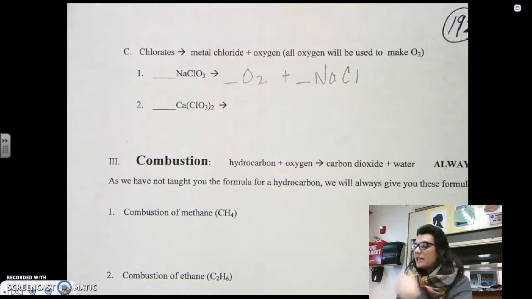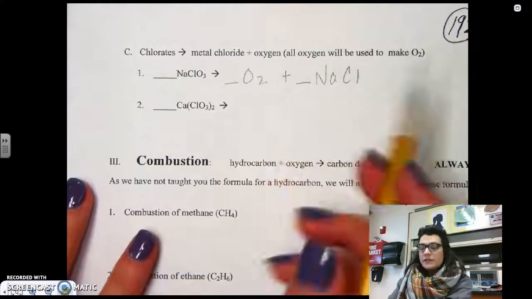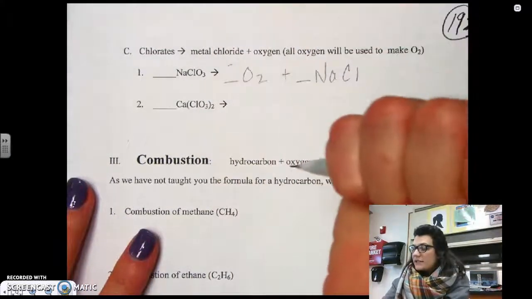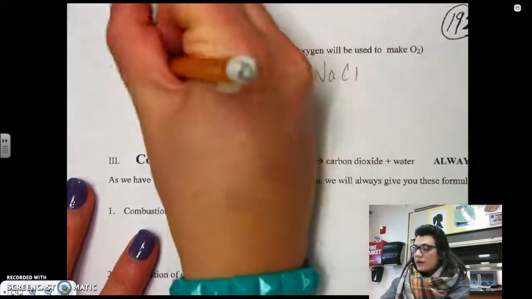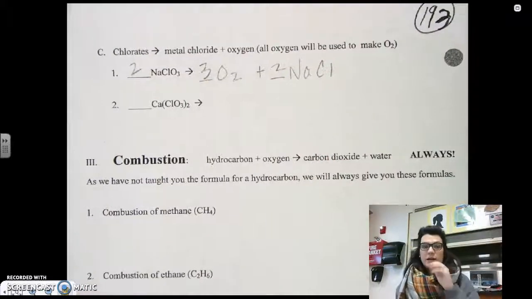Then the last thing you need to do is balance. Your oxygens are the only thing not balanced, so I need to make them both 6. I'm going to put a 3 here and a 2 here to make them 6, and then a 2 here to make that balance as well.